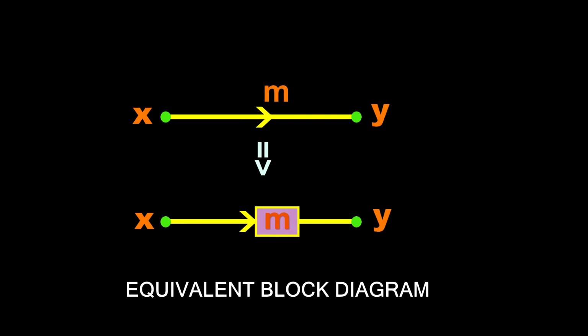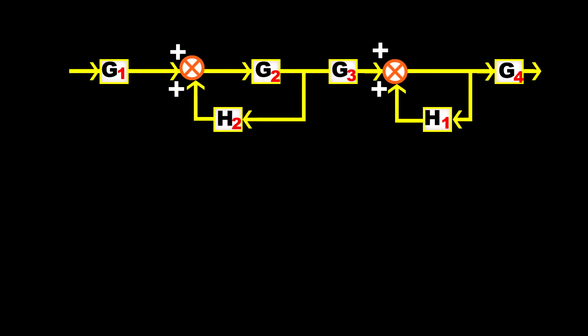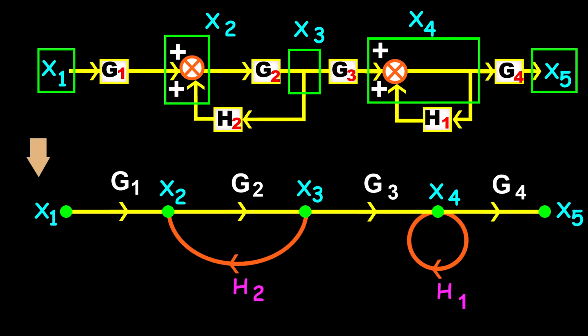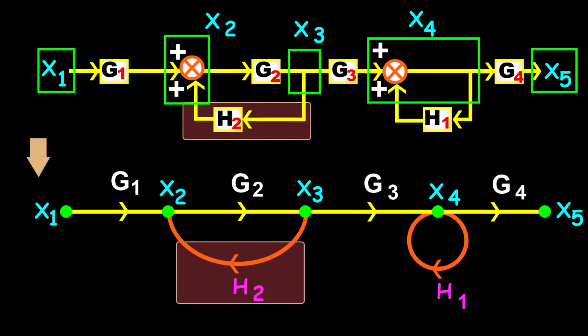Now let us see how we can draw a signal flow graph from a block diagram. Consider a block diagram representation as shown. To draw a signal flow graph from a block diagram, the input and output signals have to be named as nodes, say x1 and x5. Now name the summing point as one of the nodes, say x2. We have to consider the takeoff point as a single node, say x3. Now if there is no block between the summing and the takeoff point, we can consider this as a single node, say x4. H2 is a feedback branch connecting x3 and x2.